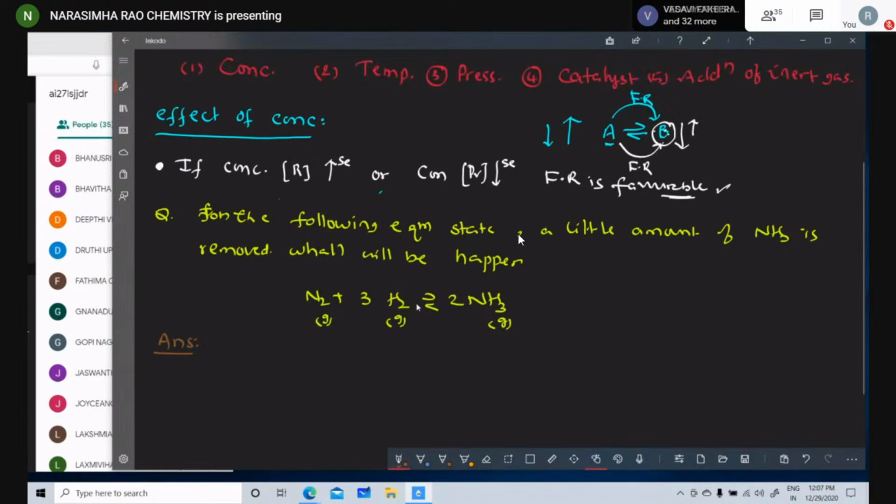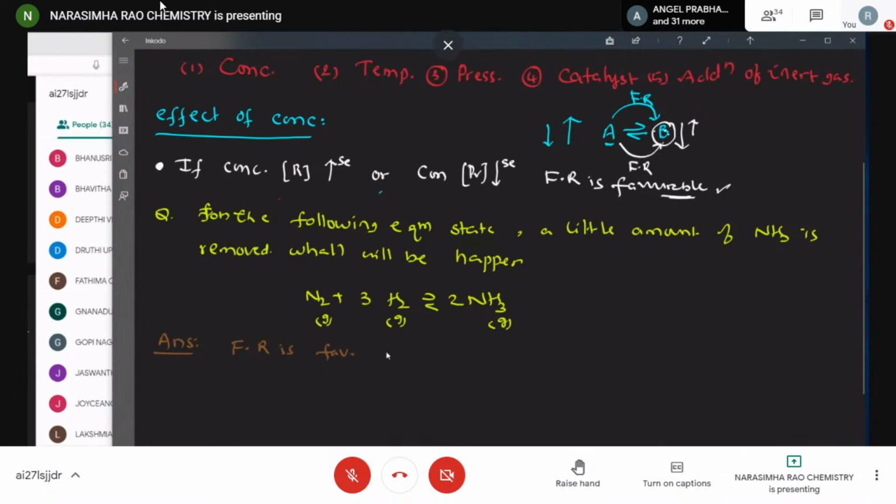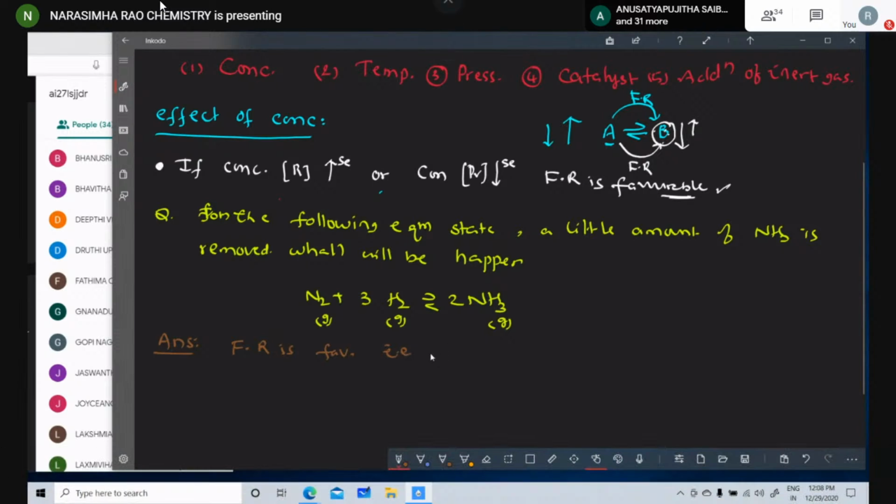Very good. Forward reaction is favorable, so more NH3 will form. Children, it's clear na? Yes, sir. Alright.